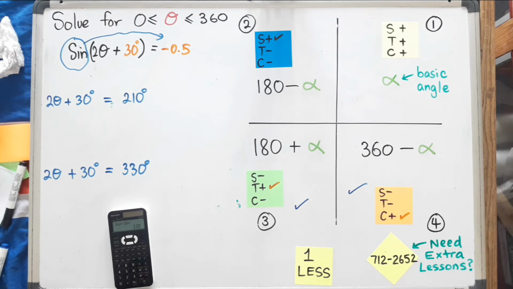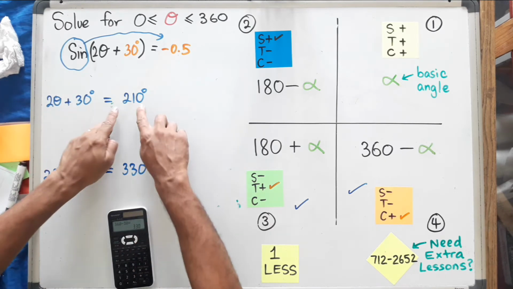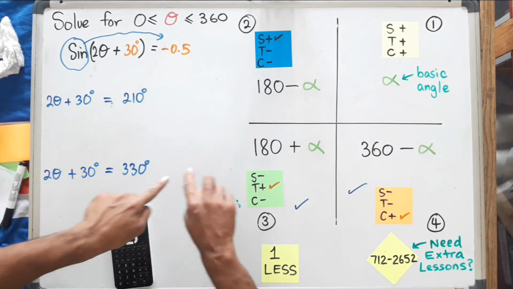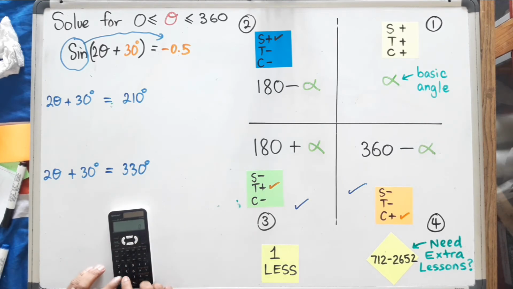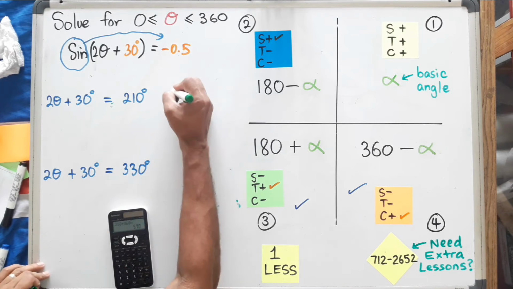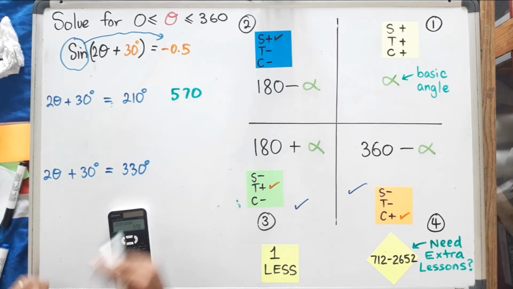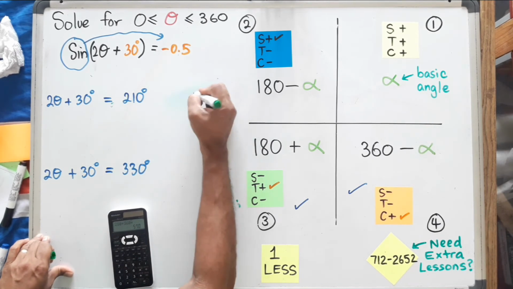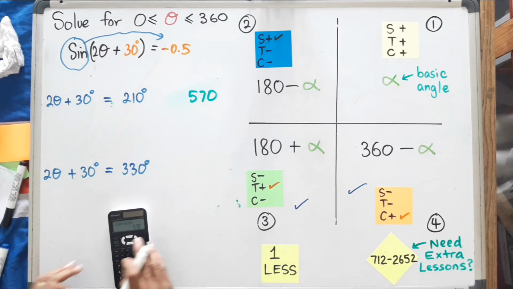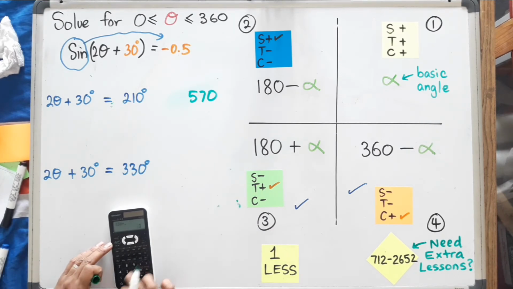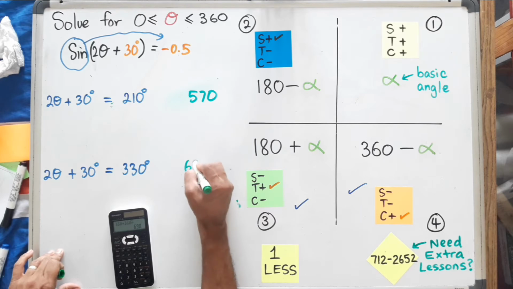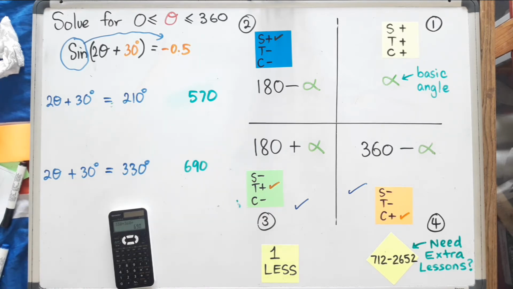Before we move any further, we have to use the 1 less policy. 1 less than 2 is 1. So we have to add 360 to this once and add 360 to this once. 210 plus 360 is 570, and 330 plus 360 is 690. Now we can unpause the question and move on.